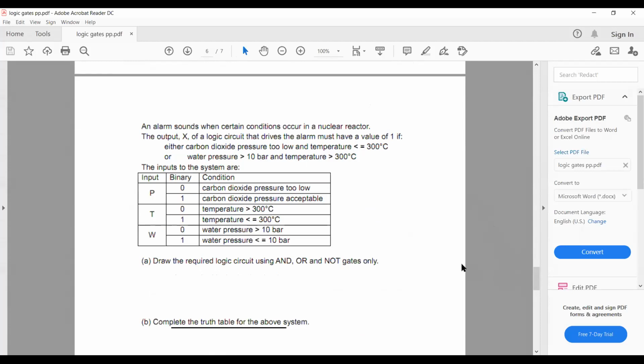Now here you have a kind of scenario given. So try to find out at least the logic circuit. If you can find the circuit or the expression, you can definitely draw the circuit and the truth table. We have discussed that. So first thing is you have to find the expression. So how do you find the expression?